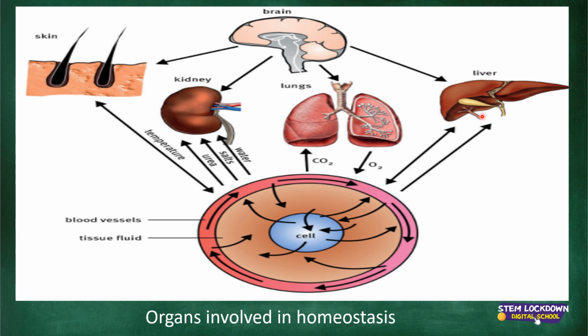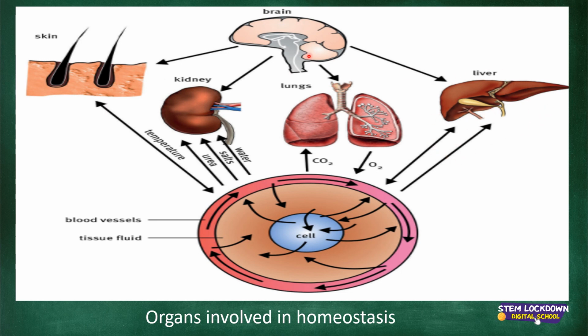Then we also have the liver, which also plays a very important role. The liver and the pancreas over there secrete the hormones insulin and glucagon that are involved in the regulation of the blood glucose concentrations.